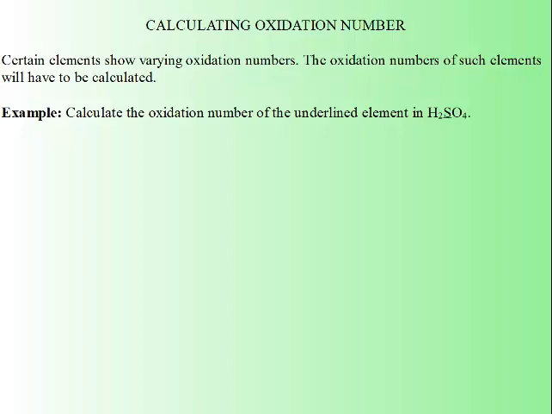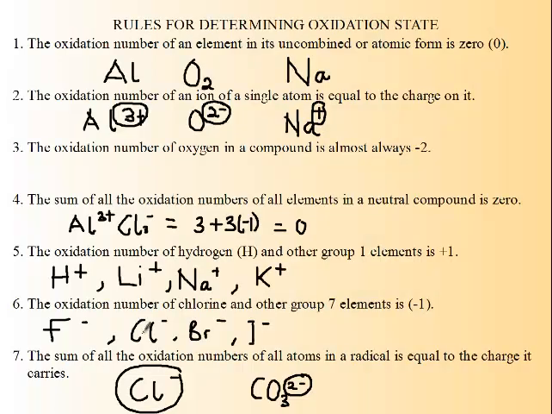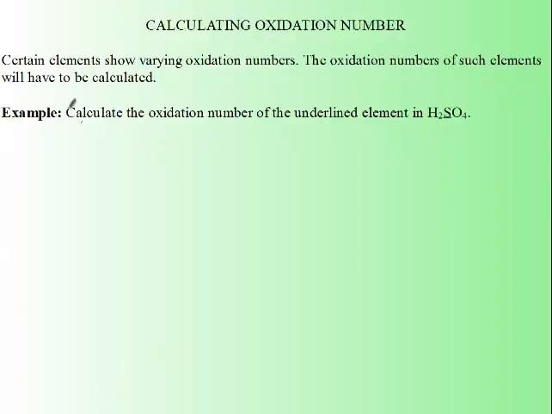We saw two specific rules that I would want us to go over. The first one is the sum of all oxidation numbers of all elements in a neutral compound is 0. Now, certain elements show varying oxidation states.